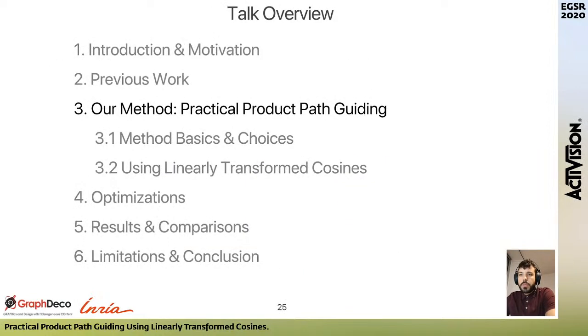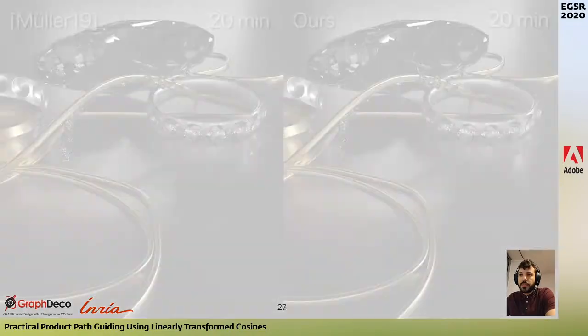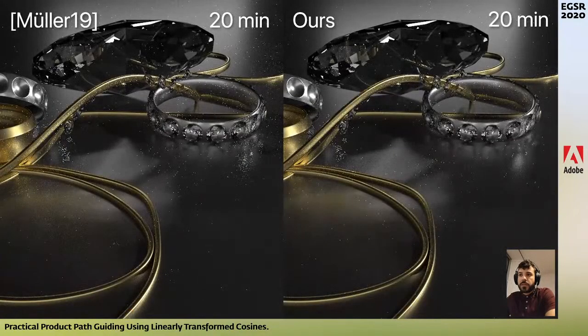Now let's talk about our method. In our method, we want to combine the efficiency and practical nature of the method from Muller and colleagues with the better sampling quality provided by product sampling. We do this efficiently by building an on-the-fly approximation of the product to use for sampling. As a preview of the results, we can see that the product sampling significantly improves noise, especially in scenes with glossy materials such as this one.